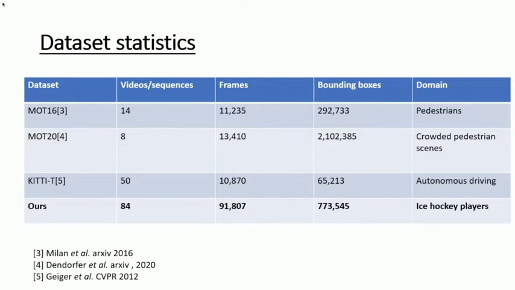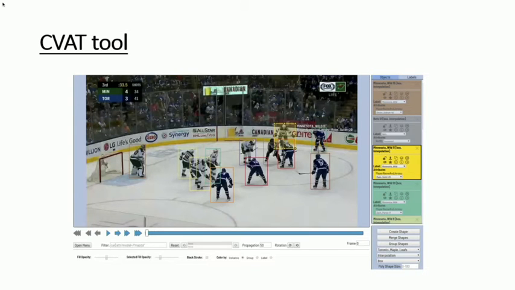In order to annotate the dataset, we used an open source annotation tool called the Computer Vision Annotation Tool, which is illustrated in this slide. Now, this tool gives us the freedom to draw bounding boxes over each player and give them their team and identity label.